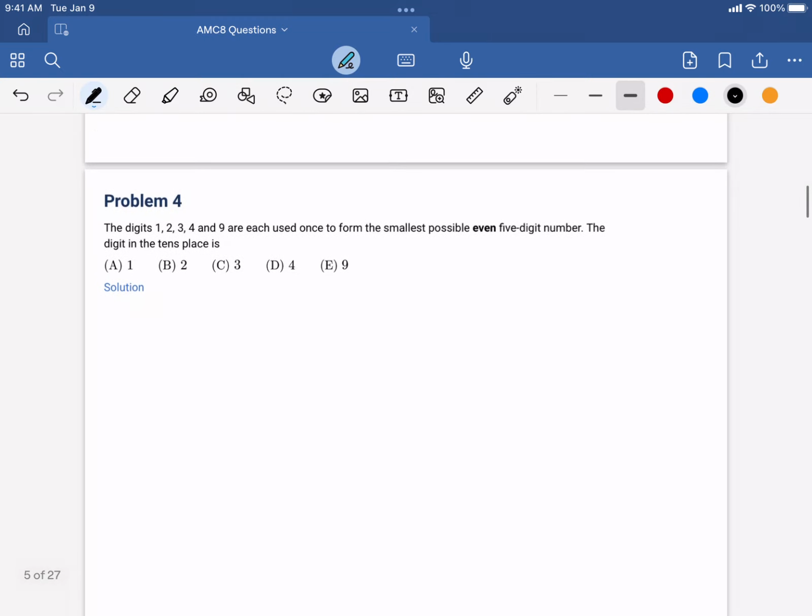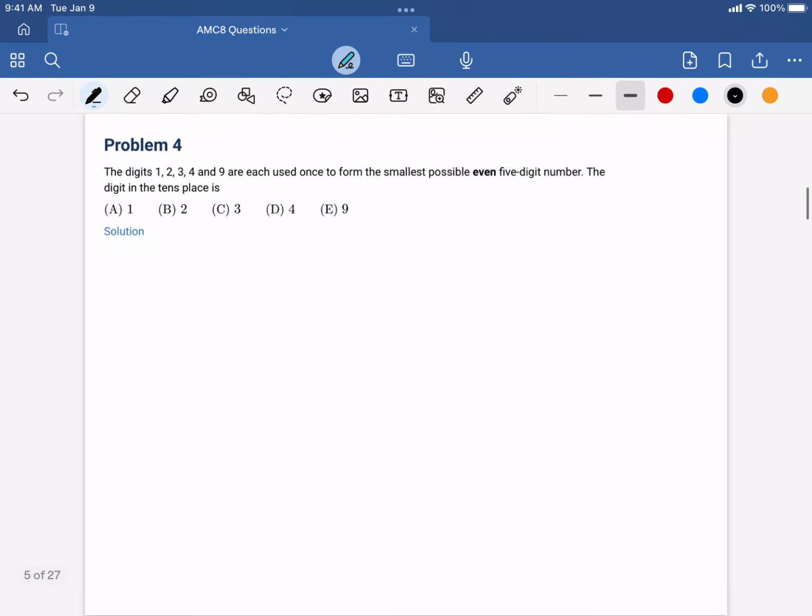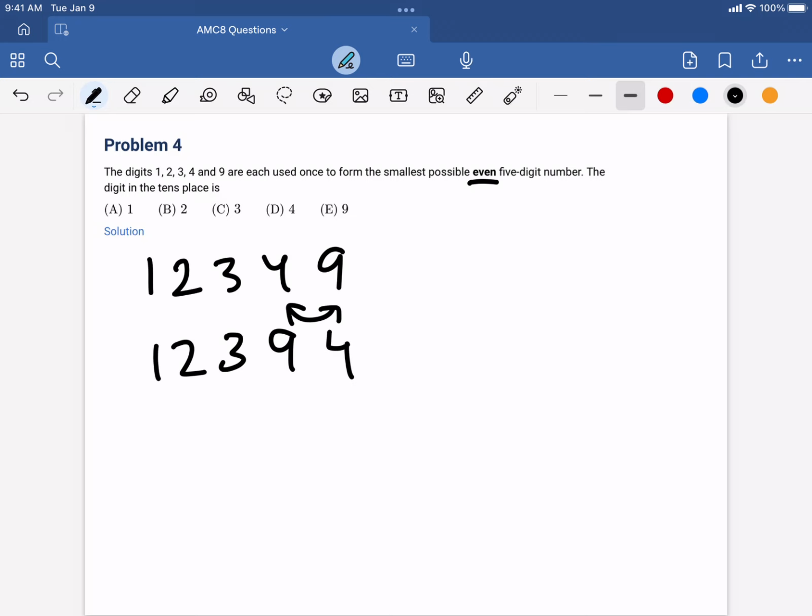Moving on, number 4. The digits 1, 2, 3, 4, and 9 are each used once to form the smallest possible even 5-digit number. The digit in the tens place is... So since we want the smallest one, we put the smallest digit in the highest place. So we do 1, 2, 3, 4, and 9. But since we want this to be even, we just flip the 9 and the 4 around and we get 1, 2, 3, 9, and 4 because 4 is even. And the digit in our tens place is 9, so our answer is E.